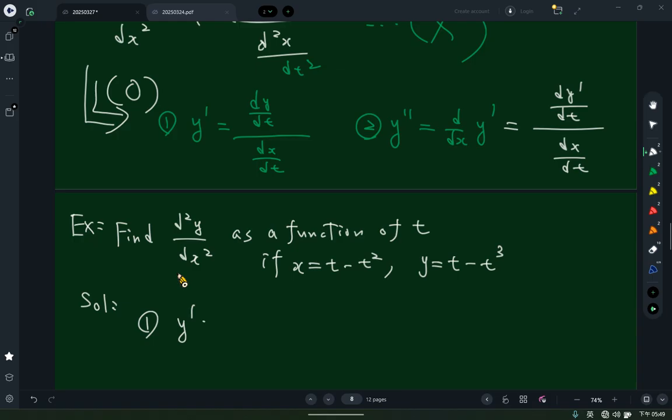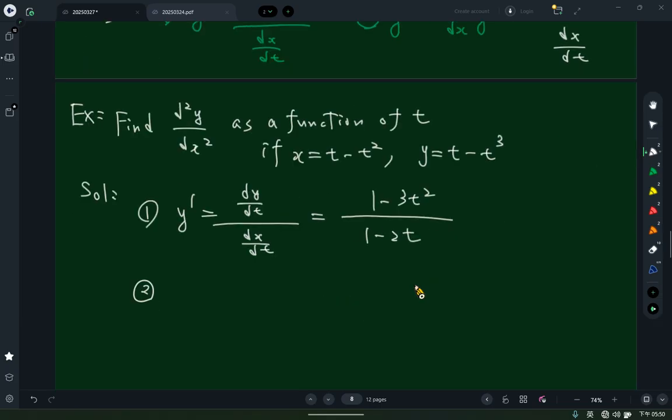Then we can get, it will be dy over dt over ds over dt. So it's not that hard for you because you already know y is t minus t cubed. So the answer for the numerator will be 1 minus 3t squared. For the denominator, it will have 1 minus 2t.